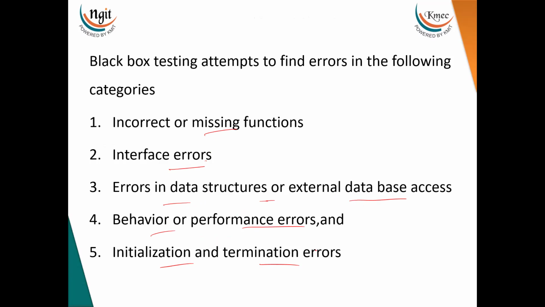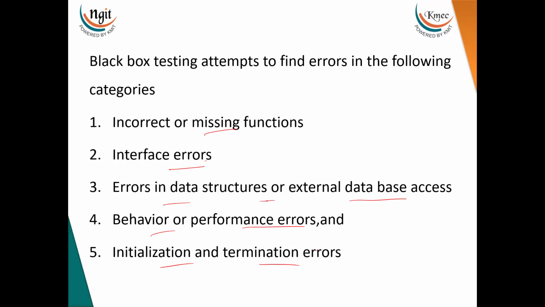For example, if a login system accepts wrong credentials without giving an error, this is a functional error detected by black box testing. So that's what we can understand from the above. We try to uncover errors in several important areas: incorrect or missing functions, interface errors, mistakes in accessing databases or data structures, performance related issues, or errors in how the program starts or ends.